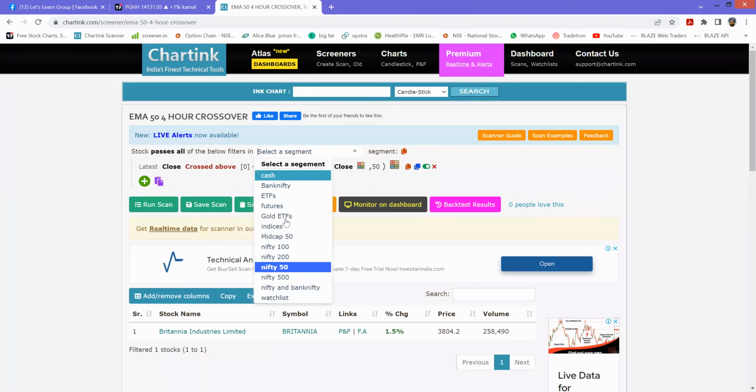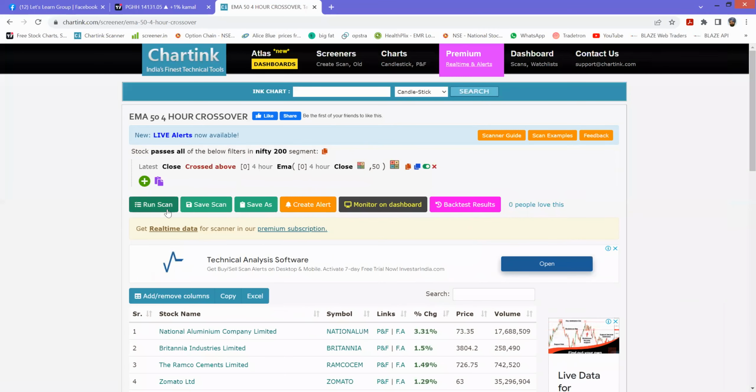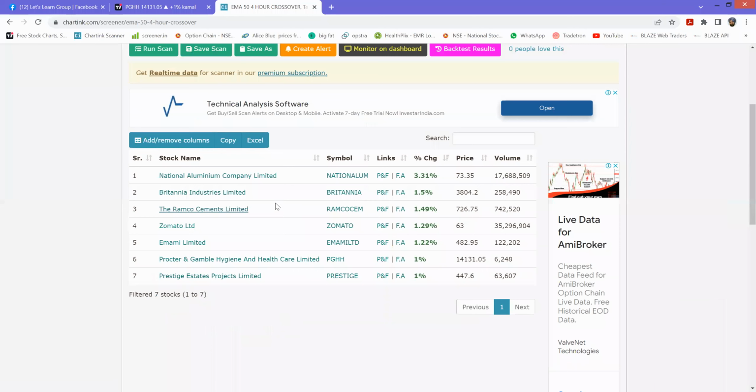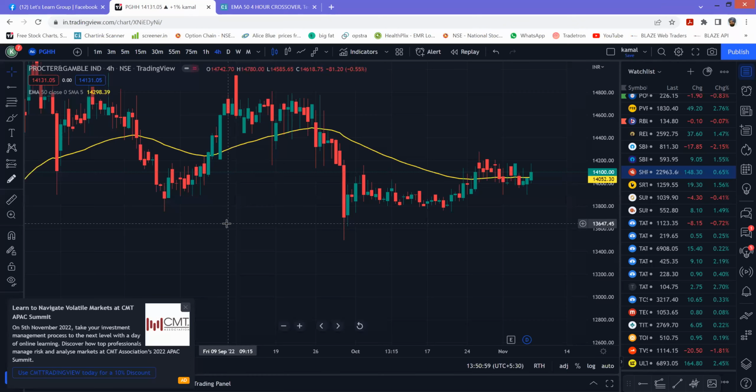So we had seen Nifty 50. Now we go to Nifty 200. Just run the stocks. Here are the stocks we are getting. Nalco. Just check.